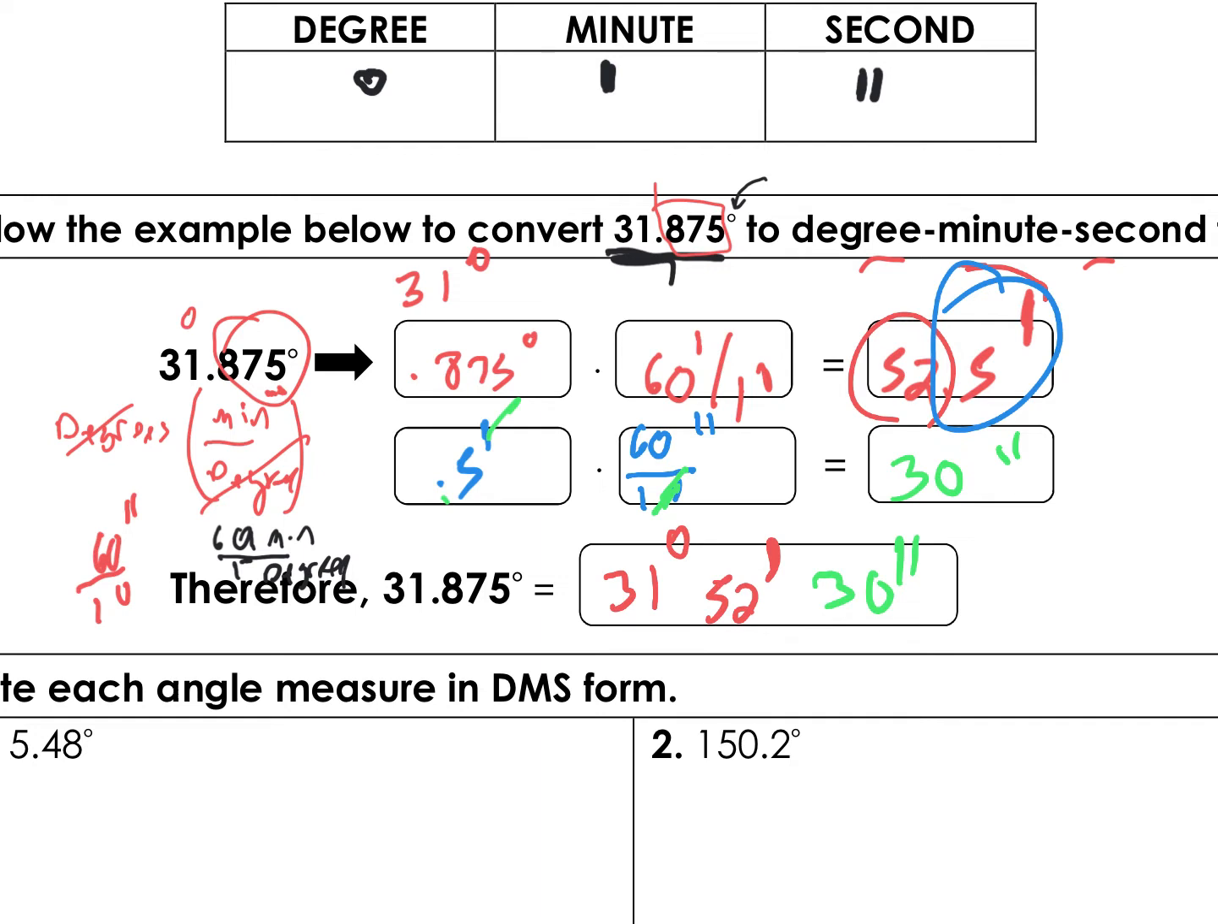Basically, it's times 60 and then times 60 again. You take the decimal part times 60, you keep the whole number part, take the leftover part and times it by 60, keep the whole number part.